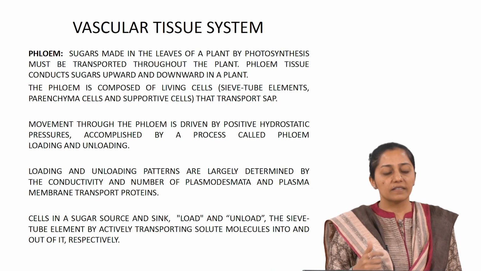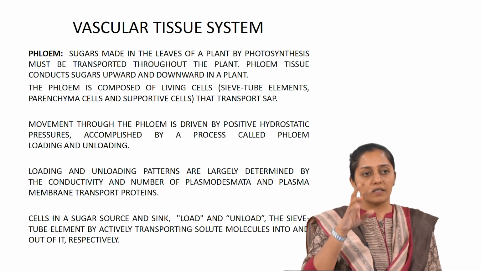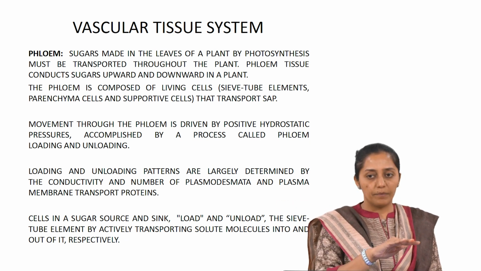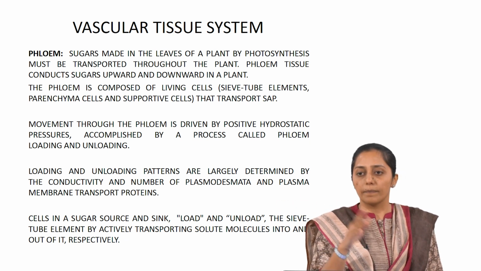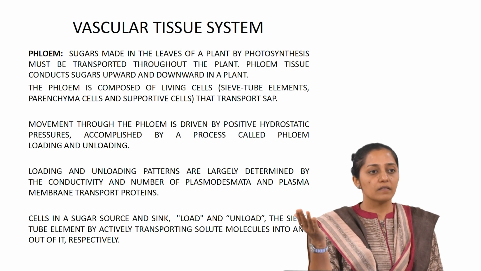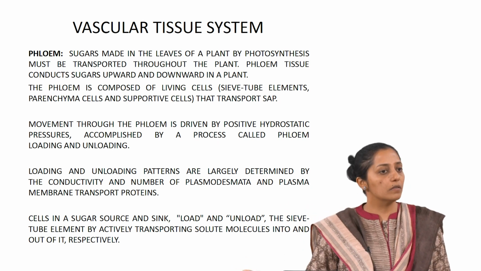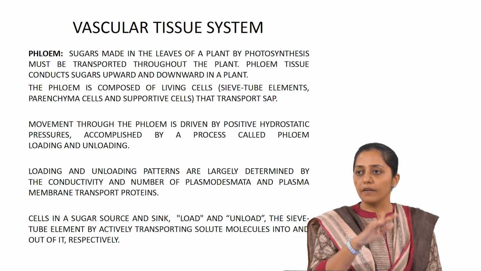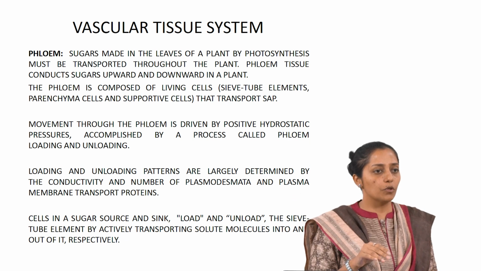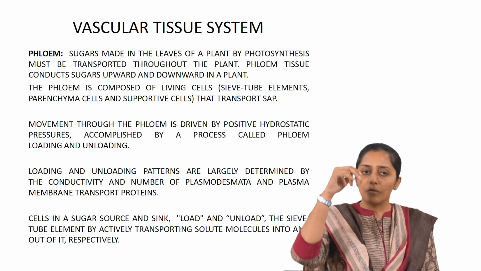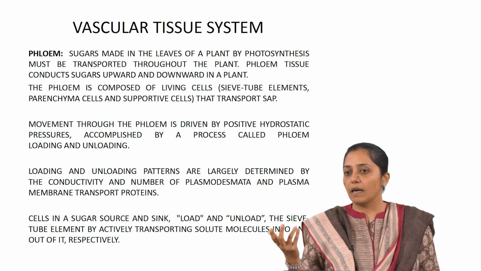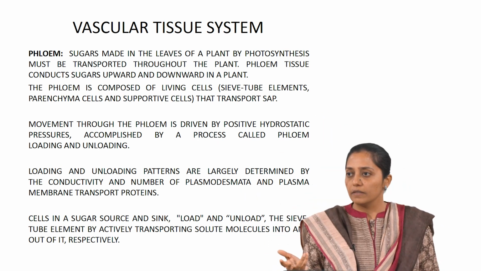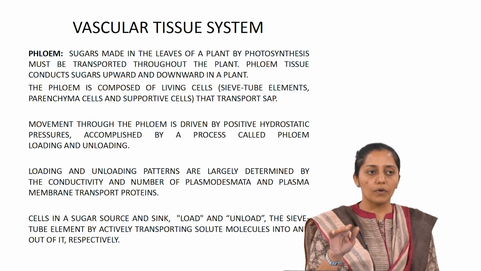So how do you think this is happening? Sugar in the sieve tube elements to begin with is not present. So it can be through active transport or passive. Active is when it has to be transported to the sink. Passive can be from the source to the sieve tube elements. But then how in the sieve tube elements is the flow happening? It is lateral also, down also, up also.